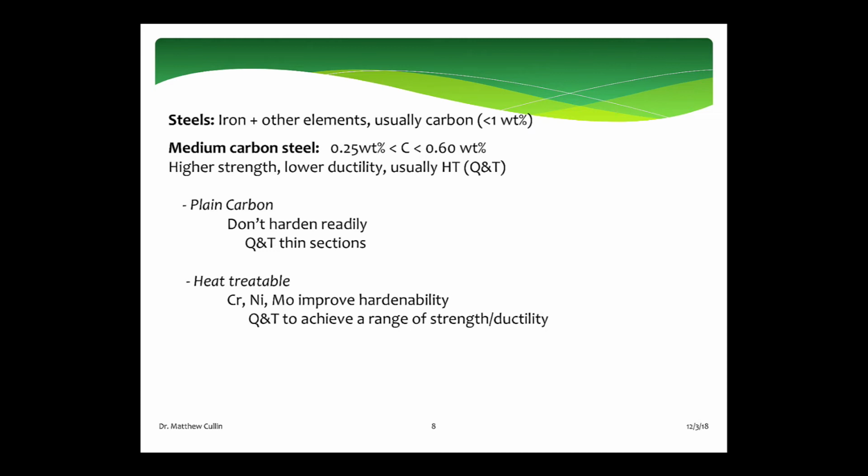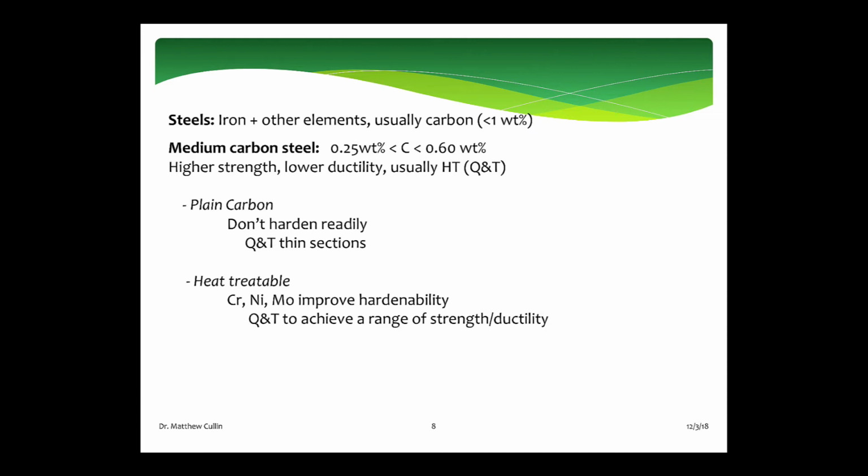The plain carbon versions, I say they don't harden readily, but realistically, if we're talking about forming martensite here, it just means a lot of times you're going to have to do a water quench. You're going to have to do a more aggressive quench. However, the heat treatable medium carbon steels, and I would argue the plain carbon medium carbon steels are still heat treatable, you can quench and temper them. It's just you're not going to be able to do it with really thick sections because you won't be able to achieve the critical cooling rate that you need at the center in order to form martensite.